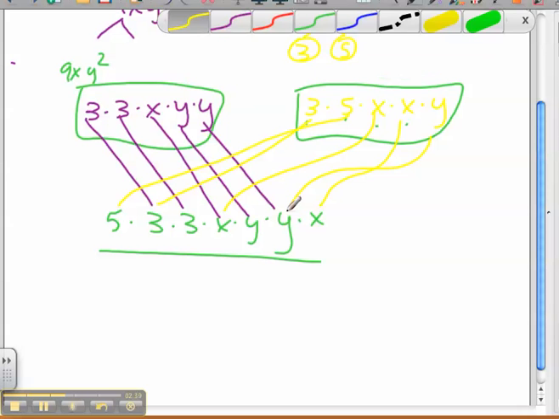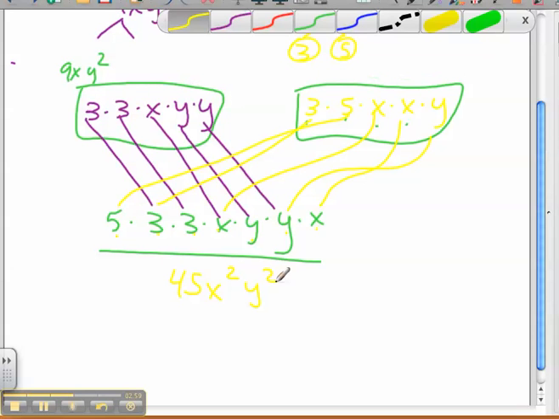We just cram them back together. What is 5 times 3 times 3? Anybody? 45. Is it 45? Good. 5 times 3 is 15 times 3 is 45. Look, x times x is x squared. Y times y is y squared. That's it. That's the smallest number that they both go into.